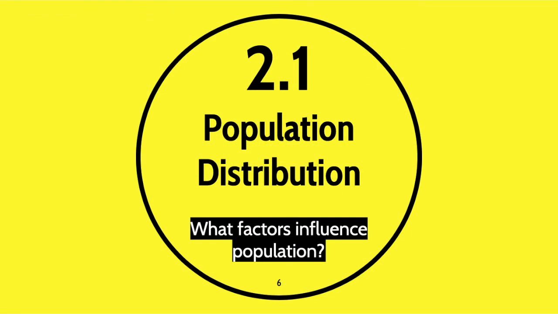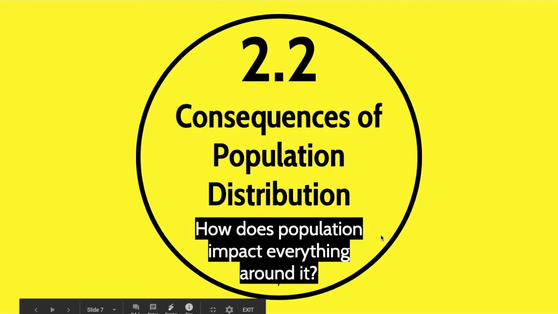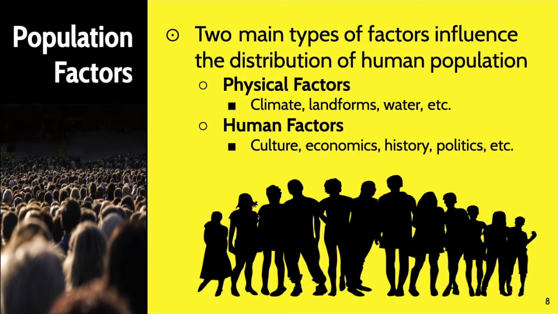So let's first look at the distribution of the population. Even disregarding fertility and mortality, migration, and any of that stuff, we can look at where the population is found and why the population is found there. We can also look at the consequences of that population distribution. So first of all, there are 2 main factors that might lead to one particular area being more or less populated. Physical factors are one half of this equation.